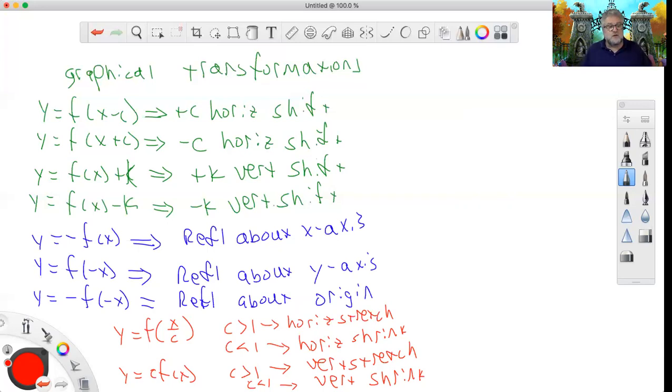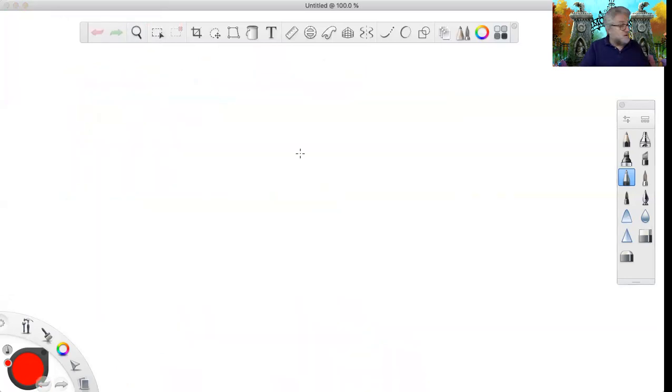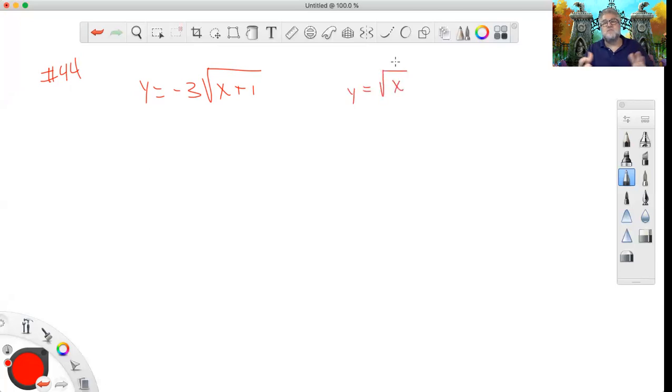It's really important you look at some of the example problems in the textbook. I'm going to be doing example problems on these. We got time. Let's do one. Yeah, we'll do this one. This is number 44 in the textbook. Y equals minus 3 square root of x plus 1. Okay, so we want to know what kind of transformations are here. And my base function, when I take all the transformations out, is y equals square root of x. This is my base function. You see how I get that?